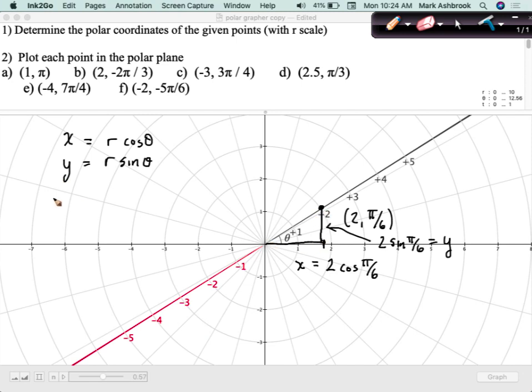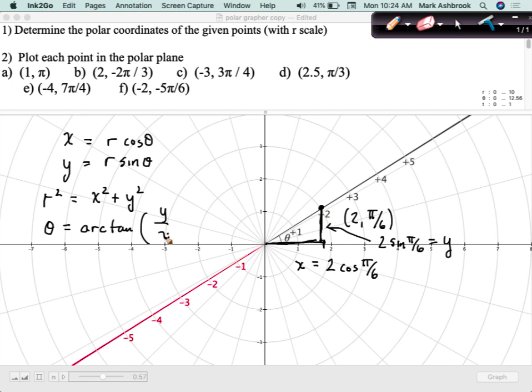Pythagorean theorem, right? So r squared equals x squared plus y squared. This is how we would get r given x and y, because now r is the hypotenuse of the triangle. And then how would we get theta given x and y? If y is this opposite side here and x is the adjacent side, y over x, opposite over adjacent, is tangent. So theta is arctangent of y over x.